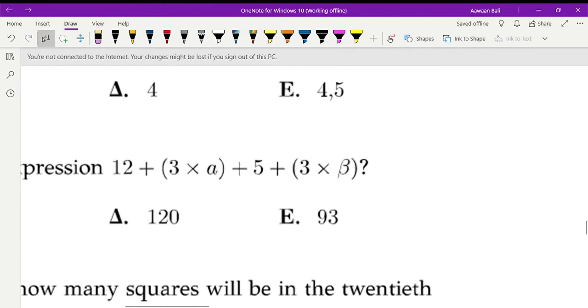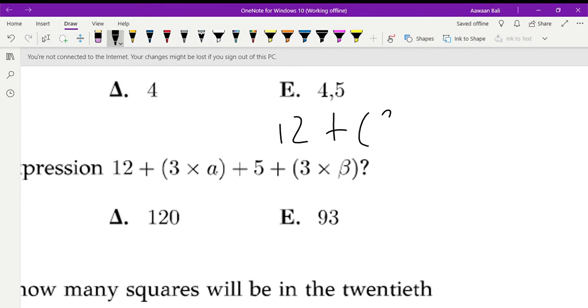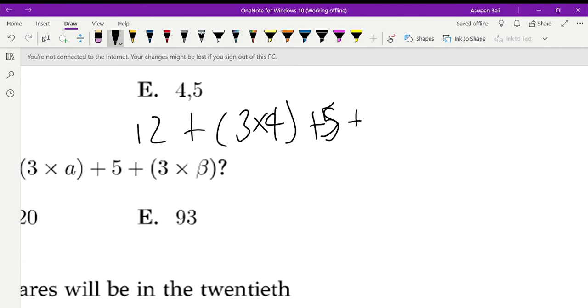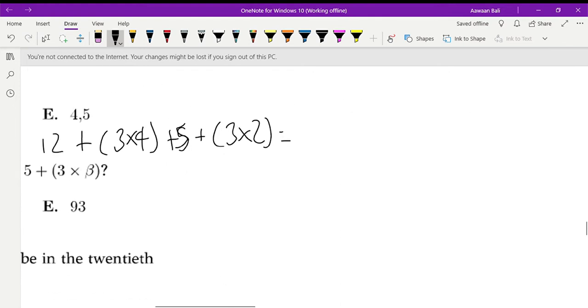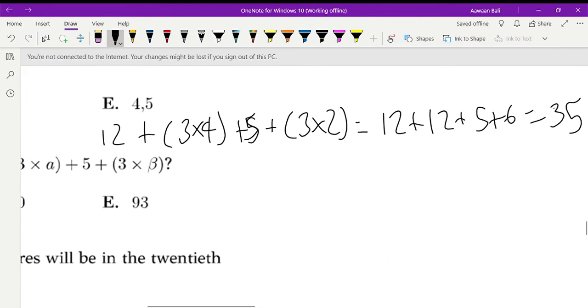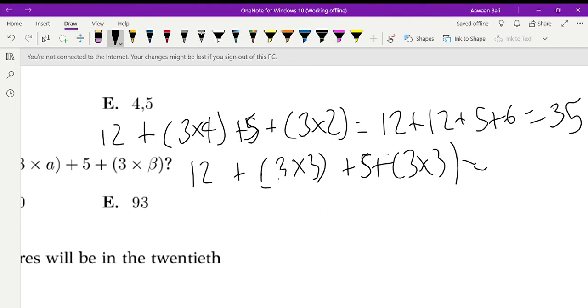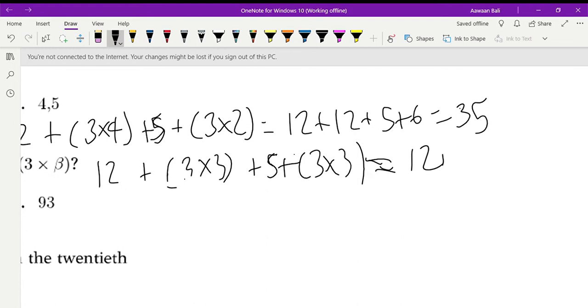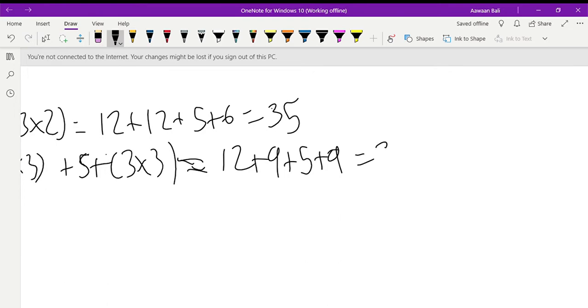So we're saying like, let's say 12 plus 3 times 4 plus 5 plus 3 times 2. So you get 12 plus 12 plus 5 plus 6. That is 35. And it actually works for other values too. Like if you said 12 plus 3 times 3 plus 5 plus 3 times 3, you get 12 plus 9 plus 5 plus 9. And that's also 35 if you add it up.